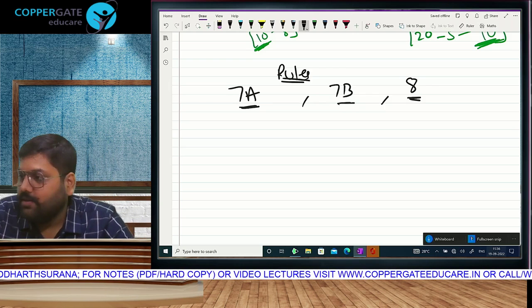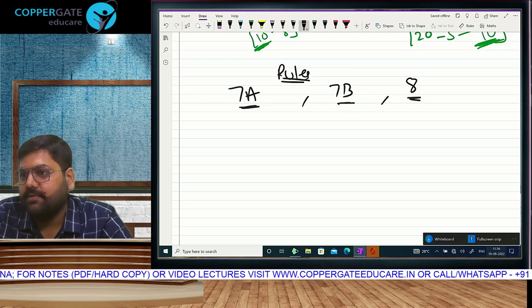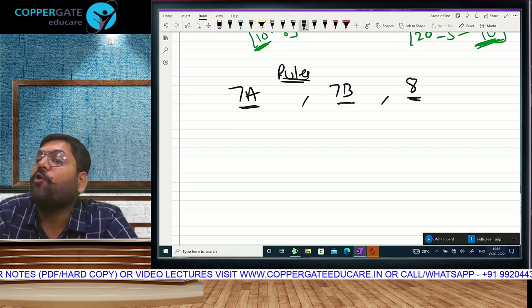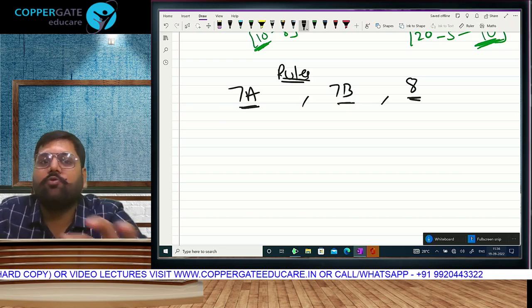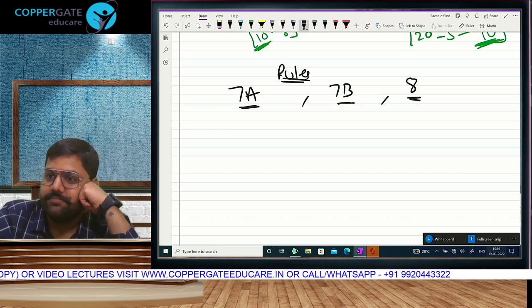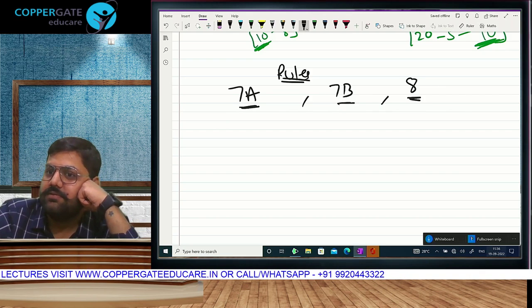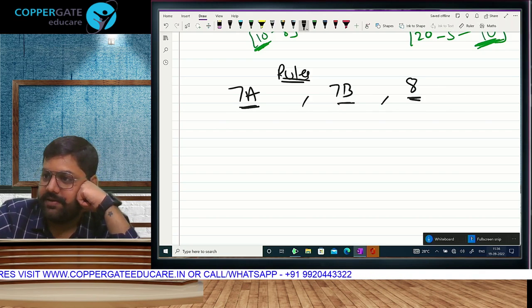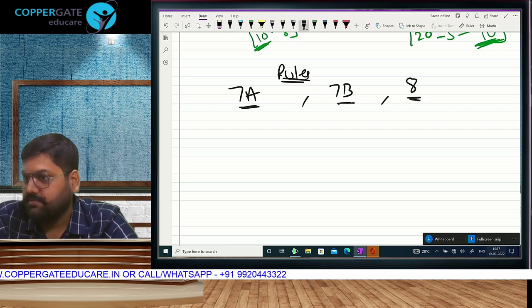Rule 7A, Rule 7B and Rule 8. These rules are given for special businesses. What is the general rule? Fair market value will be taken as selling price in factory, meaning farm, meaning agriculture income, and cost price in business.